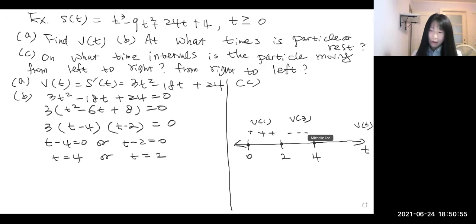Okay. Now, after 4, what would you like to use? 7. Okay, lucky 7. V of 7. So 7 minus 4 is positive. 7 minus 2 is positive. So it's positive, right? All right. So in this case, positive means from left to the right. Negative means from right to the left.